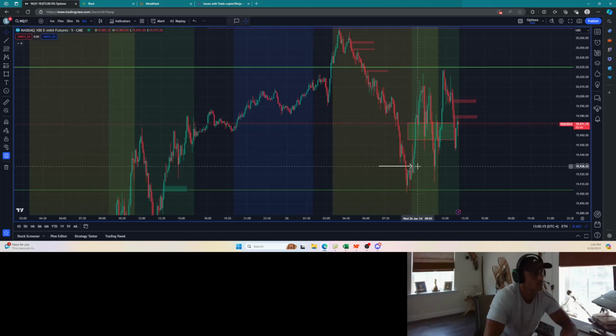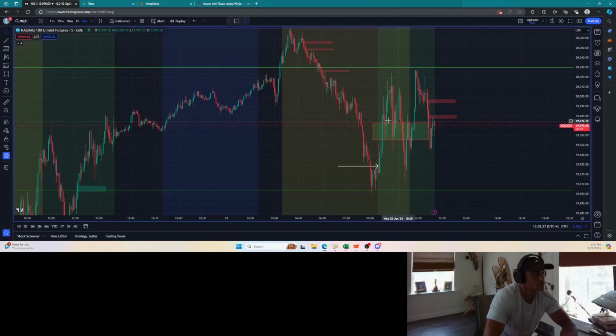I moved my stop up to my entry because we're now 30, 40 points above my entry or whatever. So this gap was created on this third green candle right here. I knew they were going to test it, so I wasn't worried. They came down to the bottom of it. I think I added almost at the bottom somewhere in here.